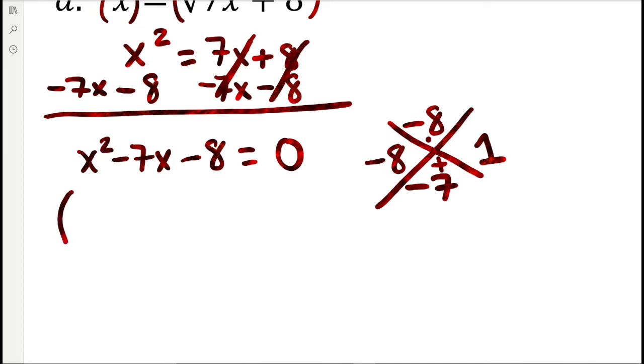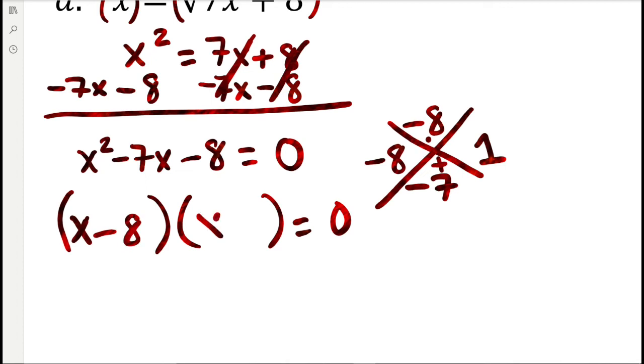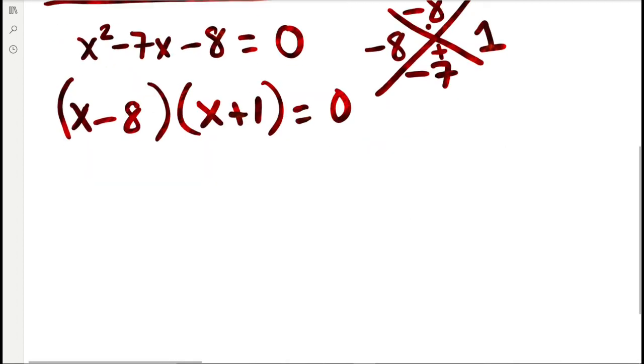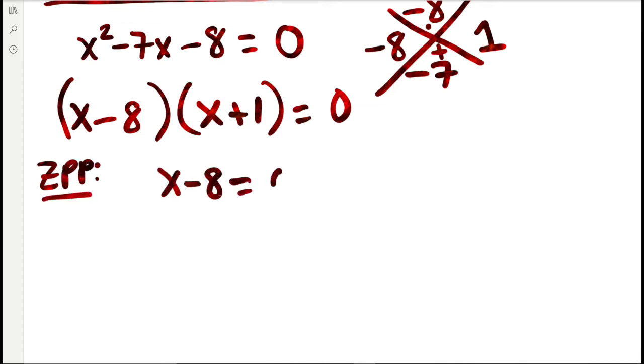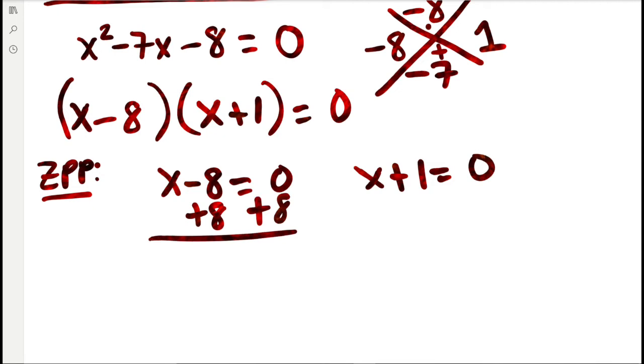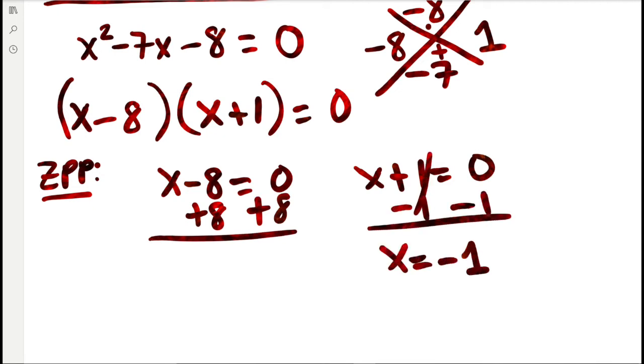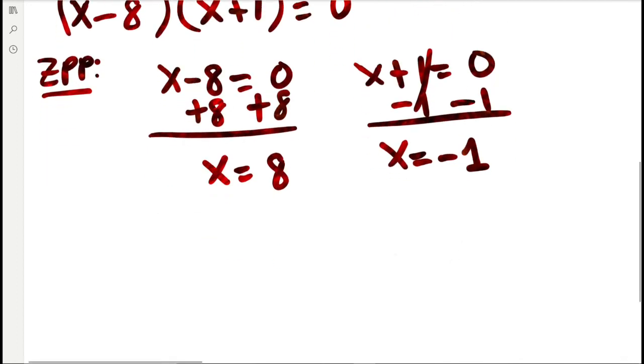So I'm going to break this down into my double parentheses. I'm going to factor it. X minus 8 using those two numbers, x plus 1. Now I'm going to use the ZPP, the zero product property. I'm going to set both of those equal to 0. Go ahead and add 8 on both sides here and subtract 1 on both sides for the other equation. So we got two potential solutions here.